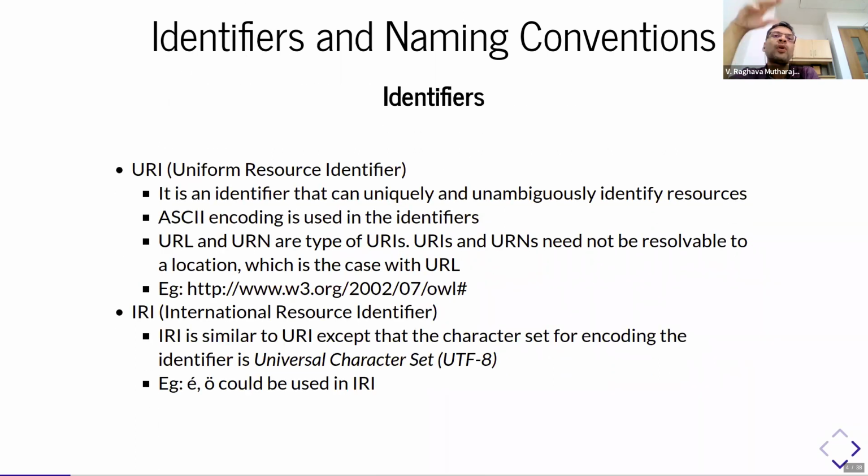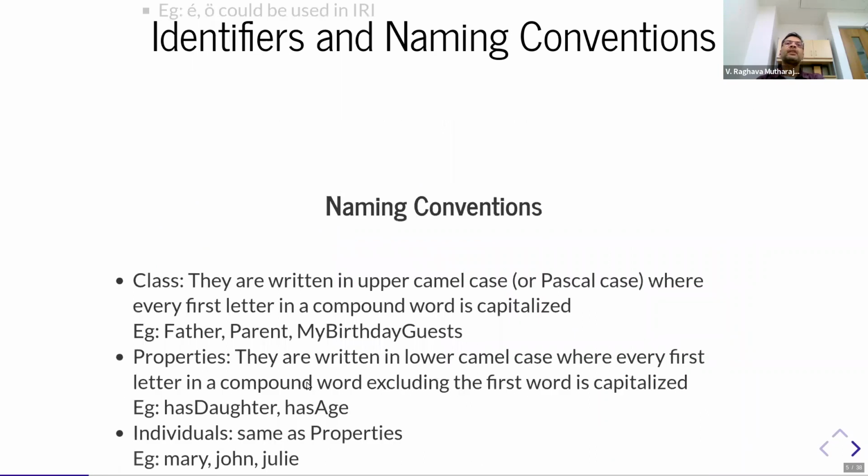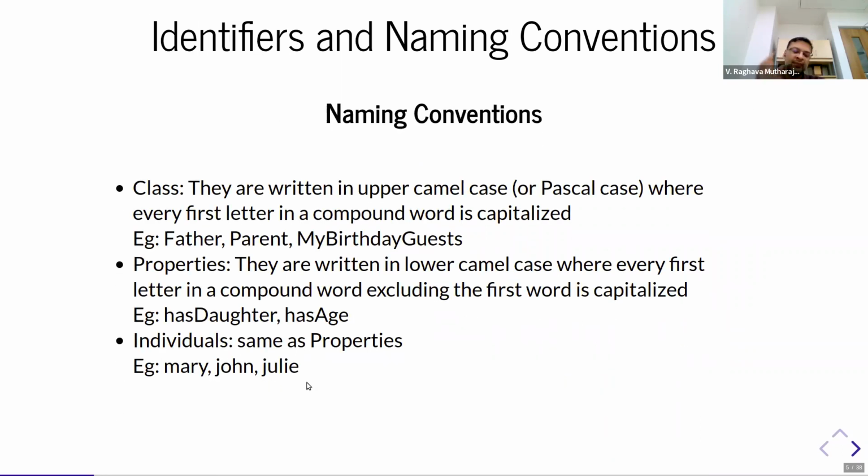So these are the 4 forms of identifiers. And in the semantic web, in ontologies and RDF, we use IRIs. That means it follows the universal character set, UTF-8. So let's see certain naming conventions and examples. The naming conventions are the same as for description logics, right? You follow the upper camel case for classes, and for relations or roles or properties, we follow the lower camel case, and for individuals also we follow the lower camel case.